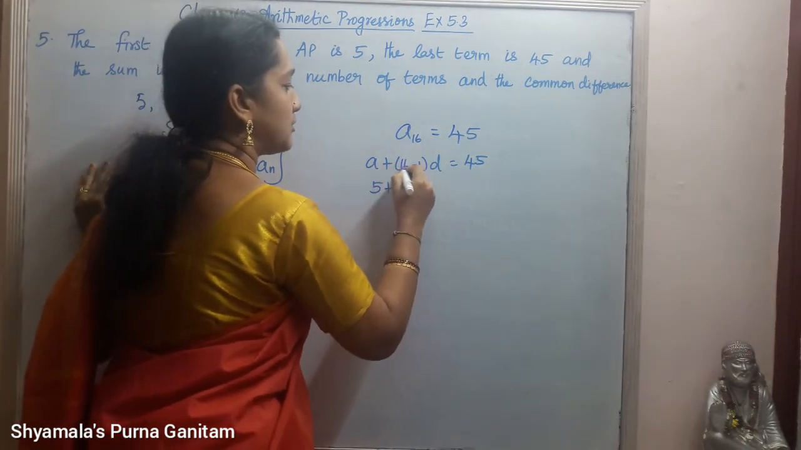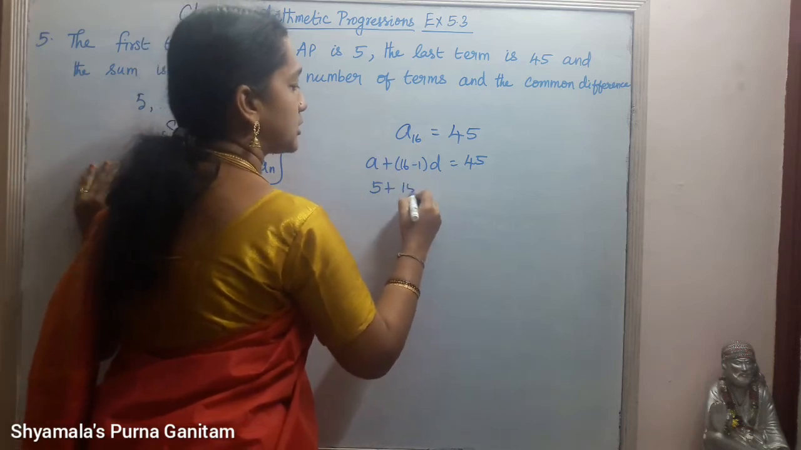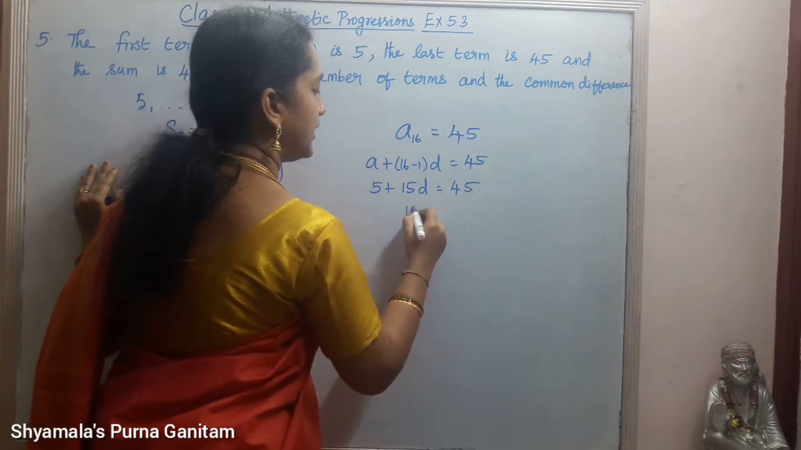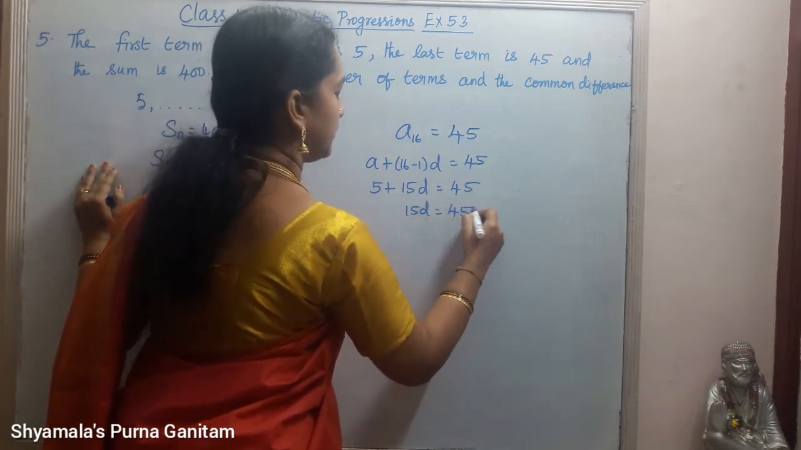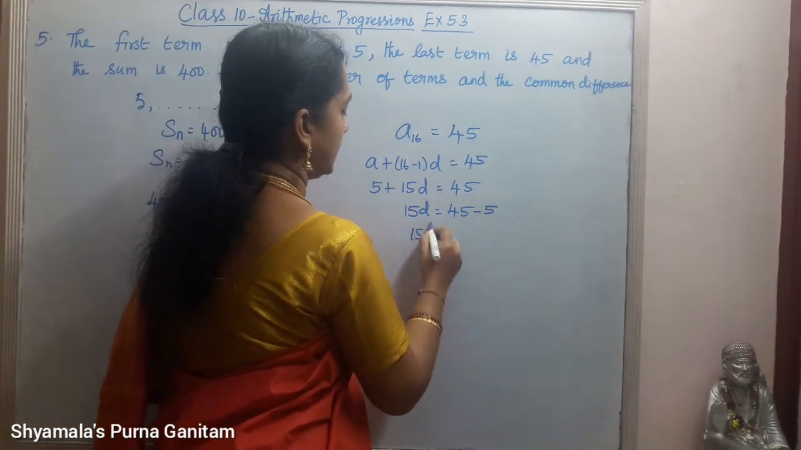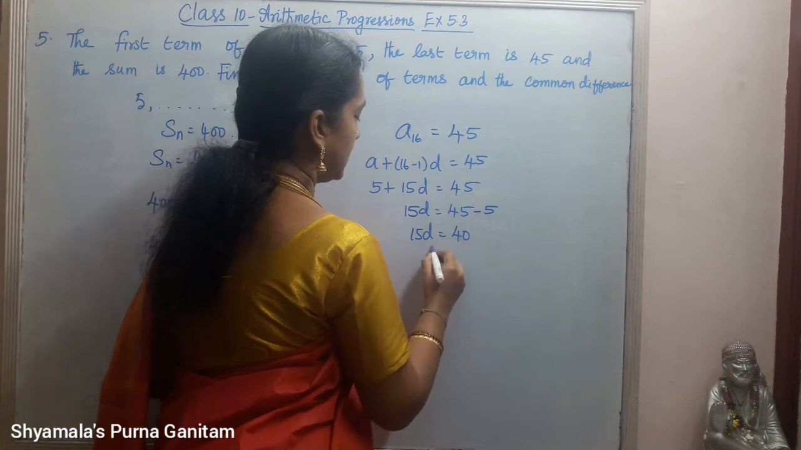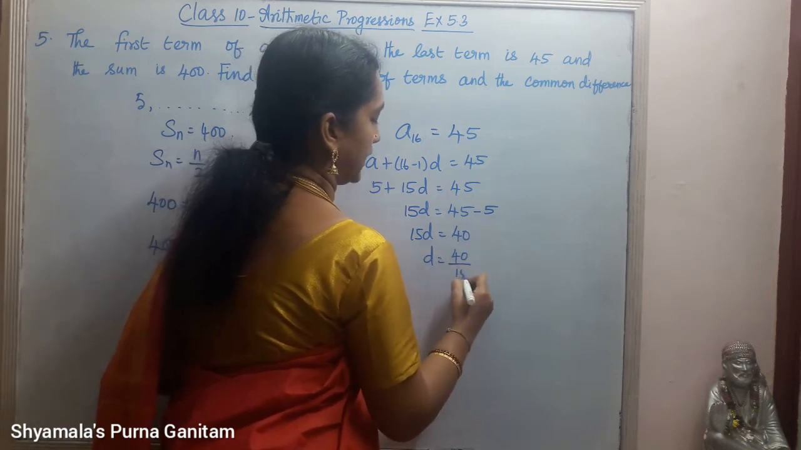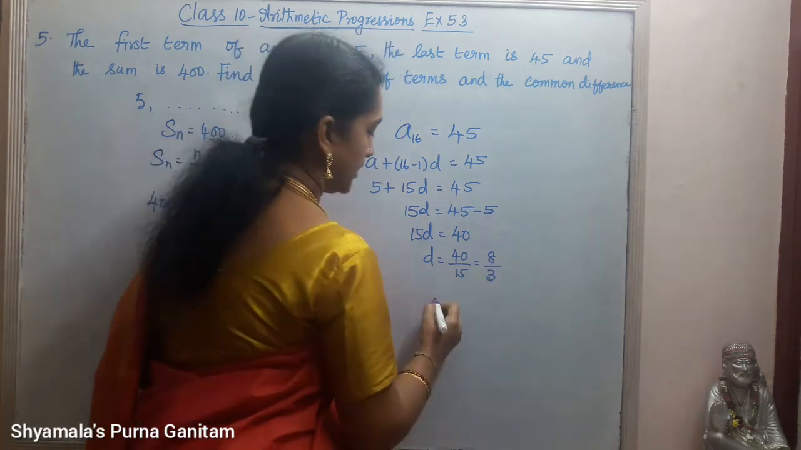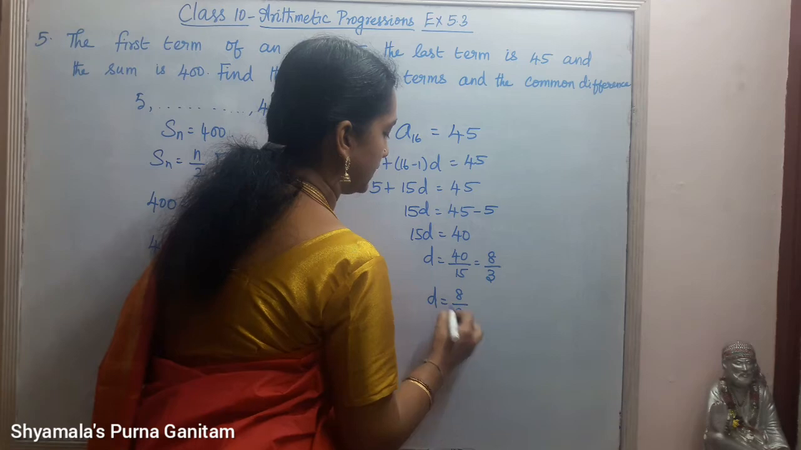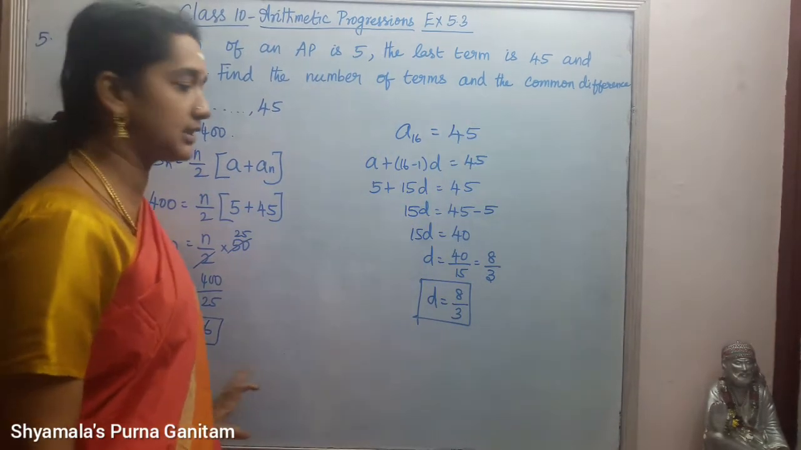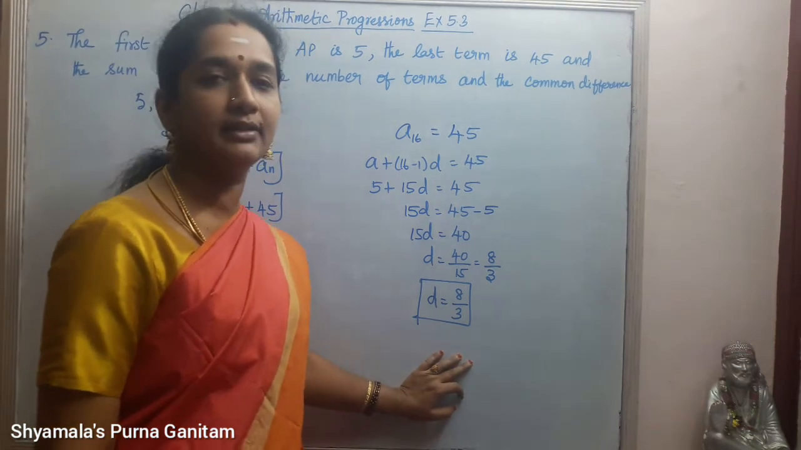So here also, 16 minus 1 into d. So 16 minus 1 is 15 into d, is equal to 45. So 15d is equal to 45 minus 5. So 15d is equal to 40. d is equal to 40 by 15. 5 8s are 40, 5 3s are 15. So the difference is 8 by 3. So the common difference is 8 by 3. So the number of terms is 16 and the common difference is 8 by 3.